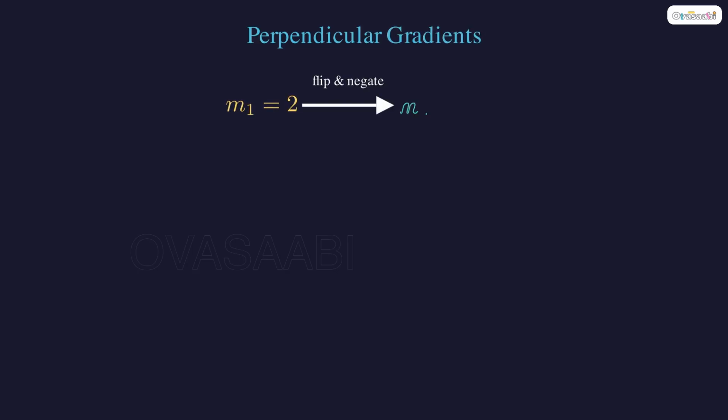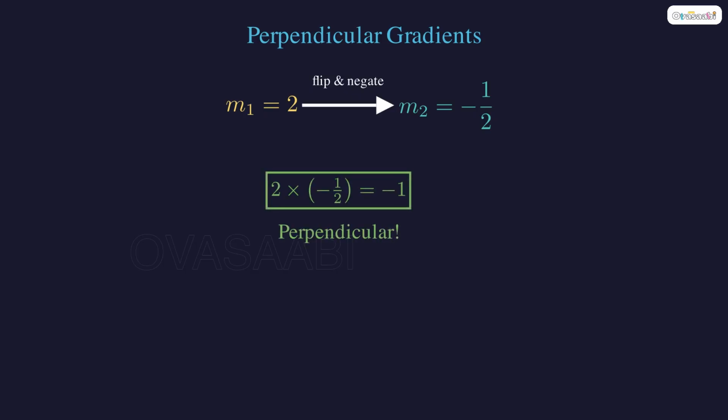Think of it like this. Flip the fraction and change the sign. Gradient 2 becomes -1/2. Check. 2 times -1/2 equals -1. They are perpendicular.